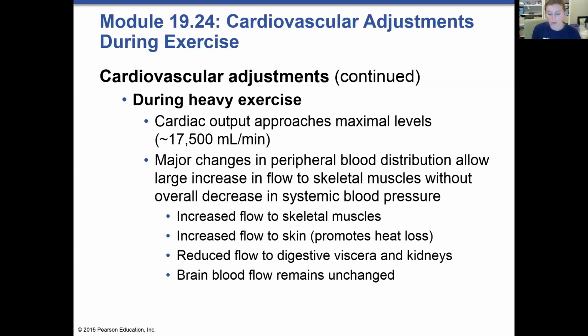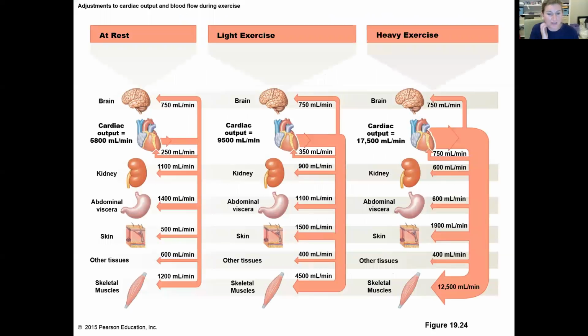Brain flow, the flow of blood to the brain, remains unchanged no matter what the situation is, unless there's some type of serious hemorrhaging somewhere. Under normal conditions, exercising or not, the flow to the brain remains the same. And here you can see that nice little graphic. The brain's always about 750 milliliters per minute.